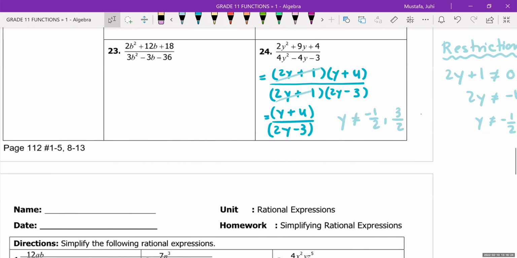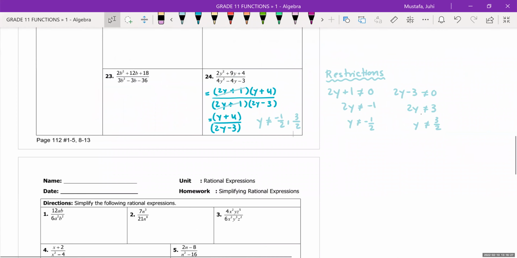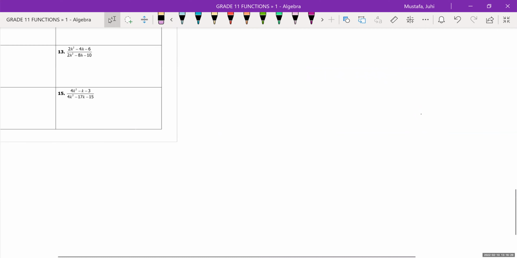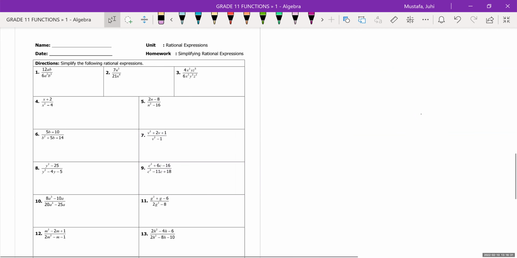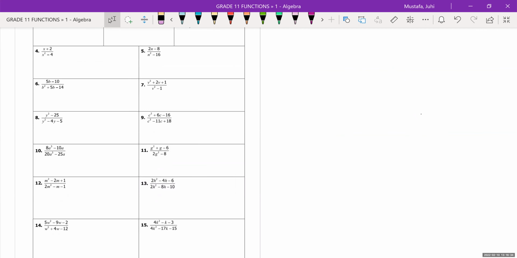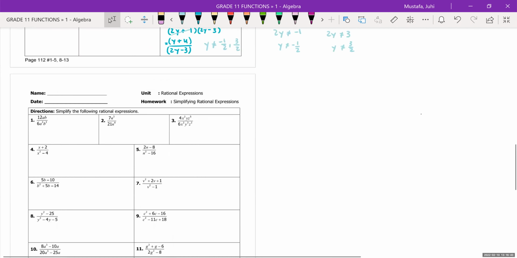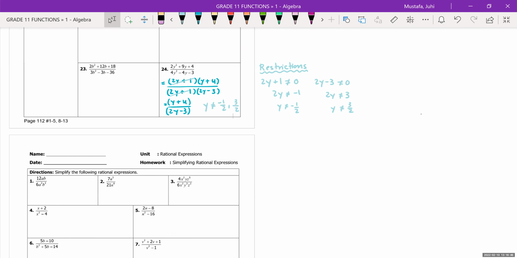You guys have that one page. For this sheet, you're going to notice there are no questions, but I'm going to post the answers on Brightspace. I just warn you that the answers on Brightspace don't have any of the restrictions on them, but I do want you to write the restrictions for all of the questions. And then there are also some textbook questions on page 112, numbers 1 to 5, 8 to 13. Do as many of it as you can. I know you have a quiz tomorrow, so you might be focusing on that. And then we're going to just continue on with this topic in tomorrow's class.